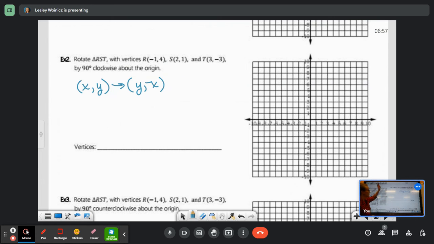All right. Let's plot these points. R is at negative 1, 4. S is at 2, 1. T is at 3, negative 3. I know you guys love these little skinny squished triangles. Okay. So connect your points.